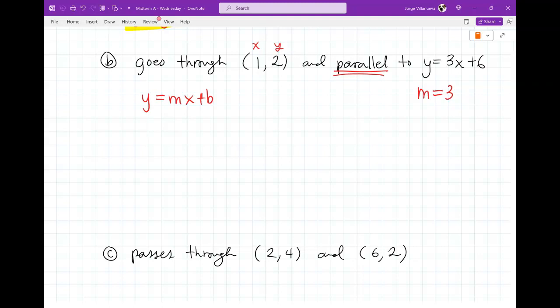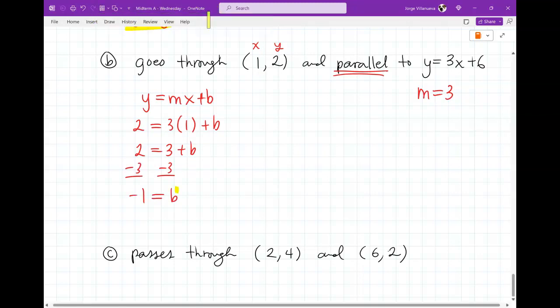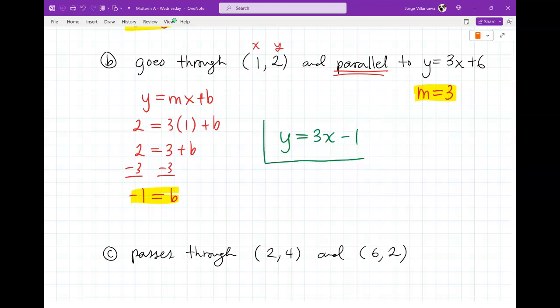So y equals mx plus b. I know y is 2. I know m is 3. x is 1, plus b. 3 times 1 is 3, so 2 equals 3 plus b. And if I subtract 3 on both sides, I get negative 1 is equal to b. Now remember, I know my slope and I know my y-intercept, right? So now I just got to write my answer: y equals mx plus b, with a slope of 3 and a b value of negative 1.